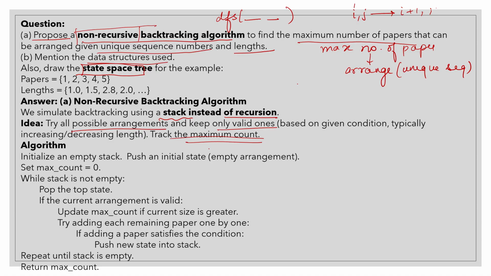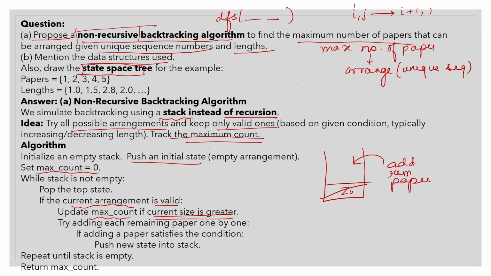So we initialize an empty stack, push an initial state, set max count equal to 0. While the stack is not empty, suppose we have Z0, we pop it. If the current arrangement is valid, then you update the max count if the current size is greater. Try adding each of the remaining papers one by one. If adding a paper satisfies the condition, push the new state to the stack.